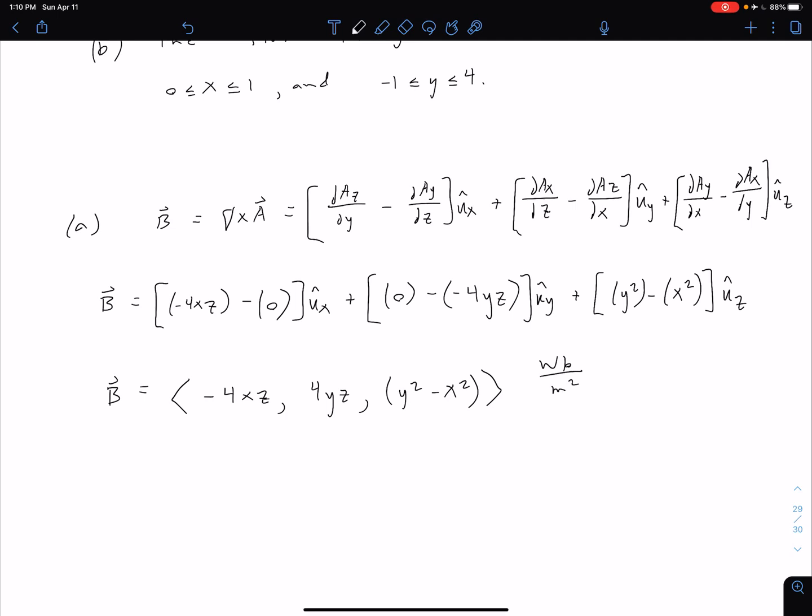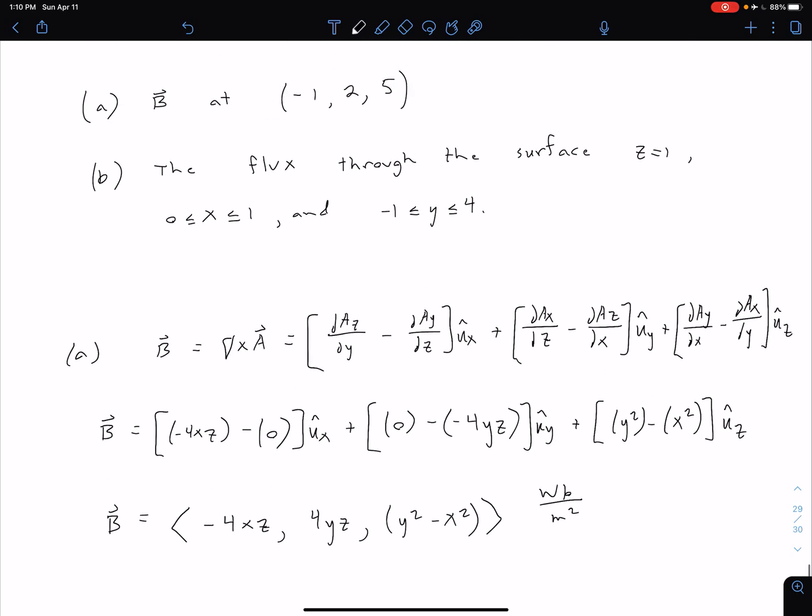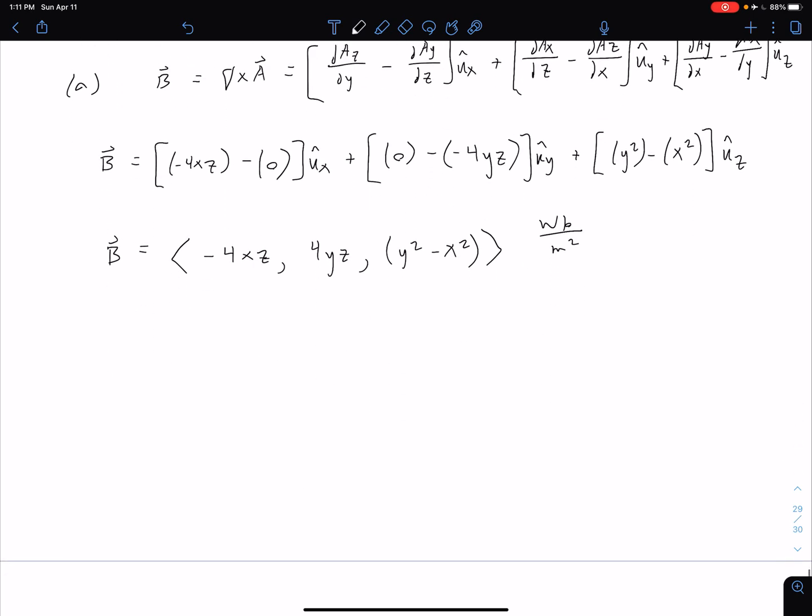Okay, so here is our general B expression, but our problem had asked us to find B at a particular point. So of course, all we need to do is plug in -1 for x, 2 for y, and 5 for z into this general equation. And what we can find is that our B at that point of interest, so at (-1, 2, 5), is equal to <-20, 40, 3>. And of course, our units are still going to be Webers per meter squared.